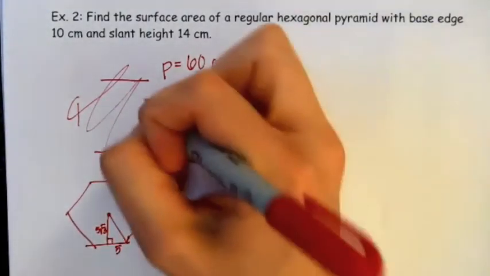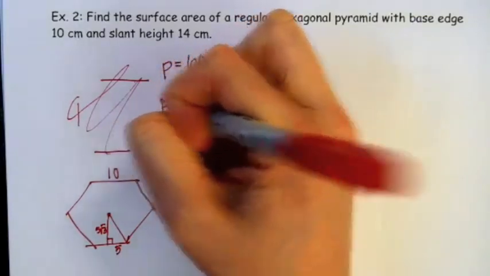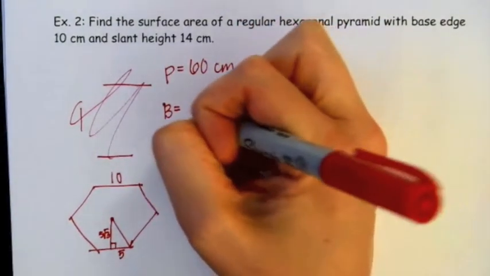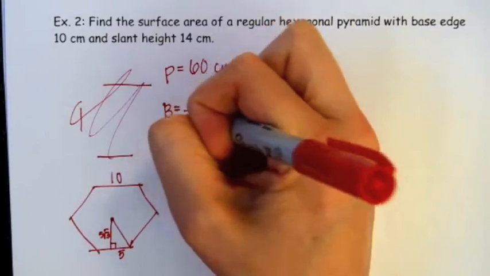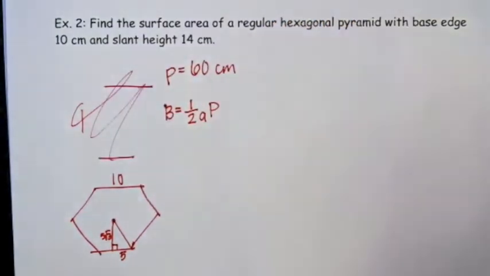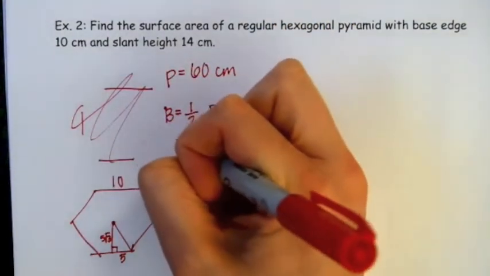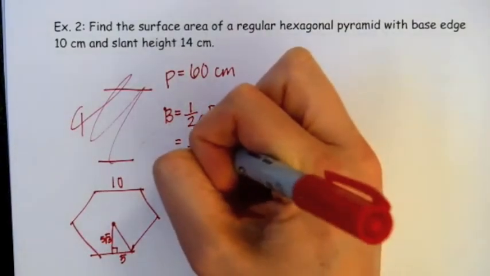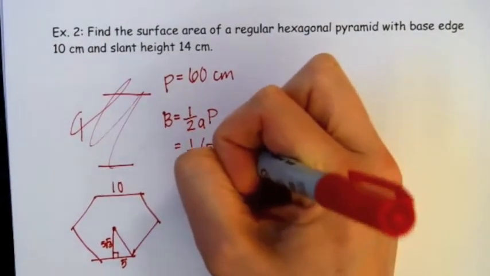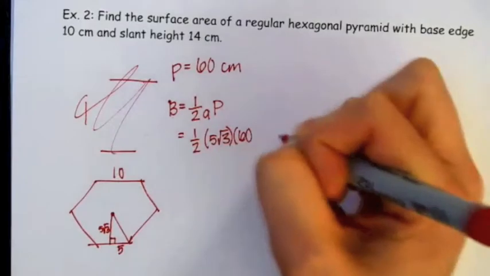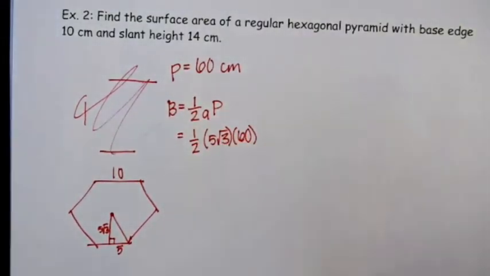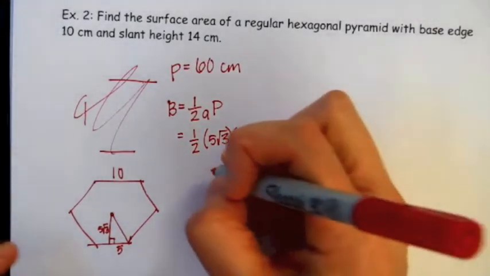Okay. So now I can find the area of the base. So the area of my base will be 1/2 apothem times perimeter. So that would be 1/2. My apothem is 5 square roots of 3, and my perimeter would be 60. So the area of my base would be 150 square roots of 3.